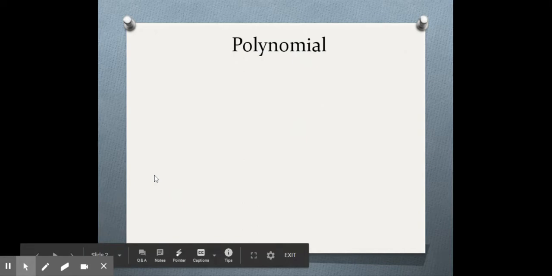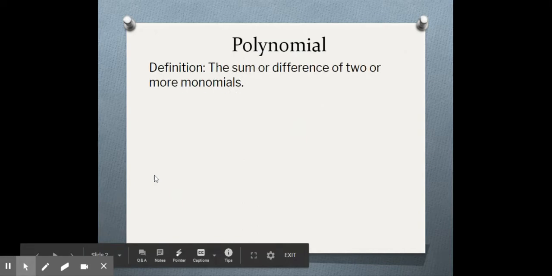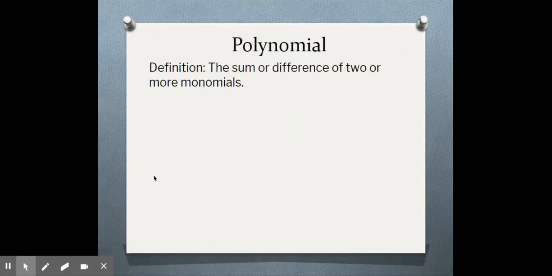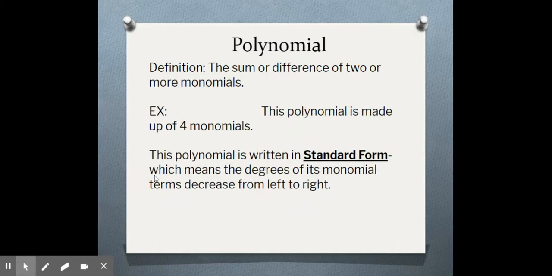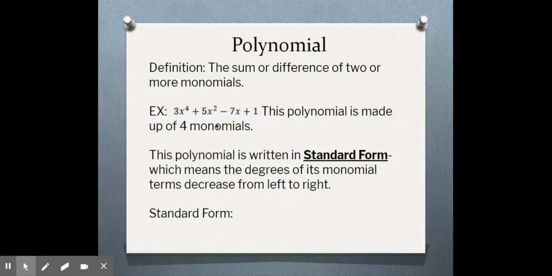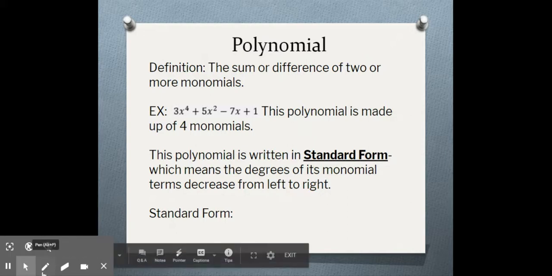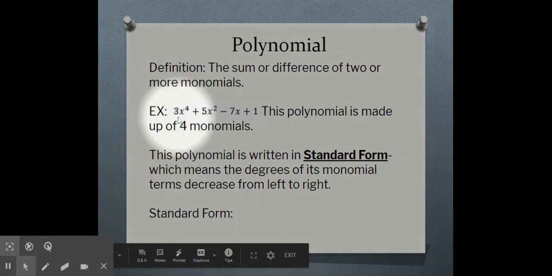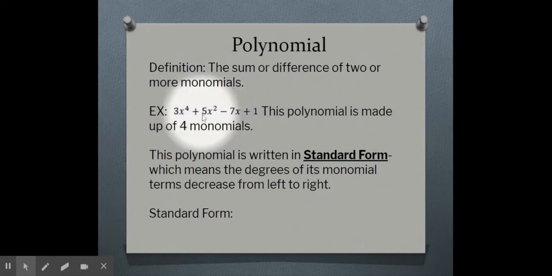Our first term is polynomial, the sum or difference of two or more monomials. For example, you're going to have 3x to the fourth power plus 5x squared minus 7x plus 1. This polynomial is made up of four different monomials. The 3x to the fourth power is the first, 5x squared is the second one, negative 7x is your third one, and then 1 is your fourth monomial.